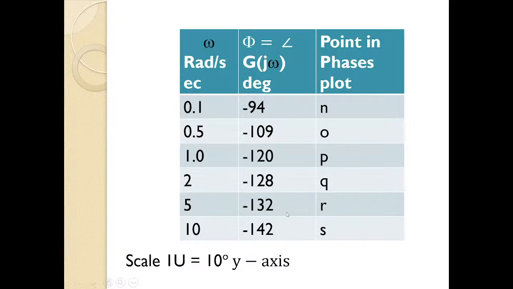Okay, I'm expanding this. So these are the different omega values: 0.1, 0.5, 1, 2, 5, 10. For the phase angles that I have got, you substitute in the above formula. You will get for 0.1 minus 94, for 0.5 it is minus 109, for 1 it is minus 120, for 2 it is minus 128, for 5 it is minus 132, for 10 it is minus 142. Same scale as we have considered previous one. Now plot the graph.